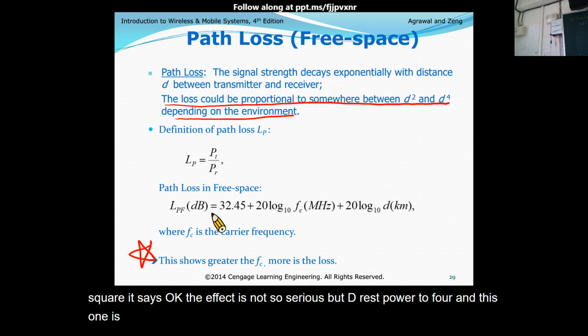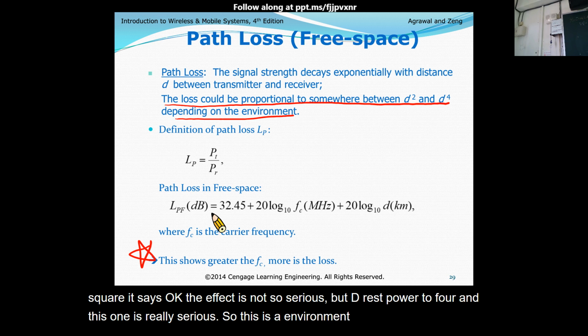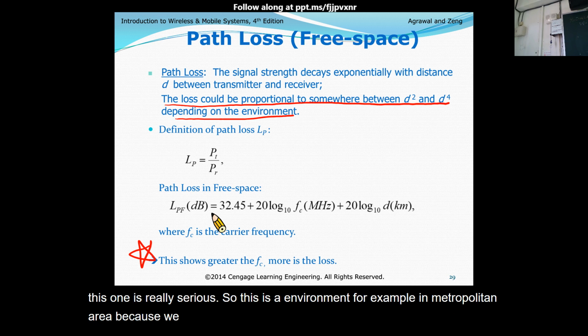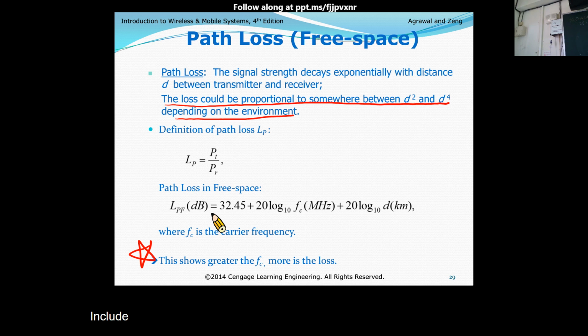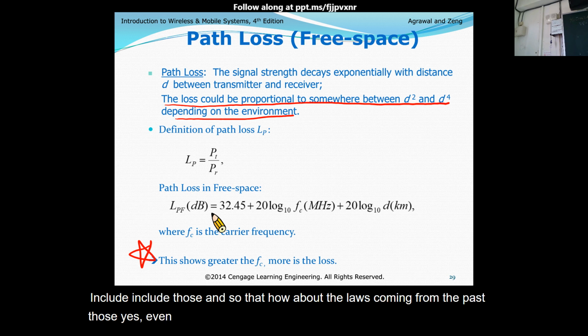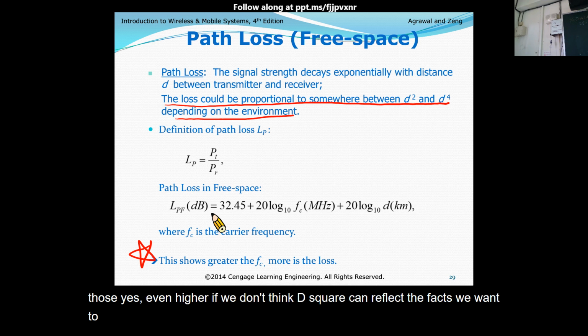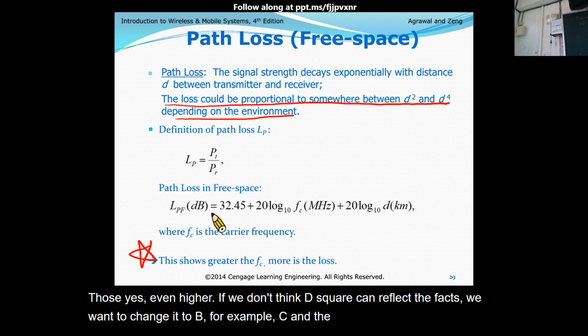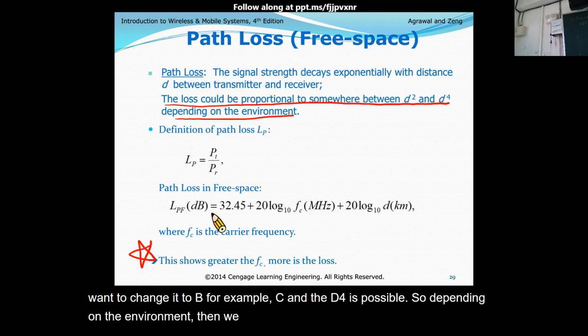So this is an environment, for example, in a metropolitan area, because we have many interferences. So how about the loss coming from the path loss? Yes, even higher if we don't think d squared can reflect the facts. We will change it to d to the power of, for example, 3 and 4. It's possible. So depending on the environment, we will have a different exponent of distance.